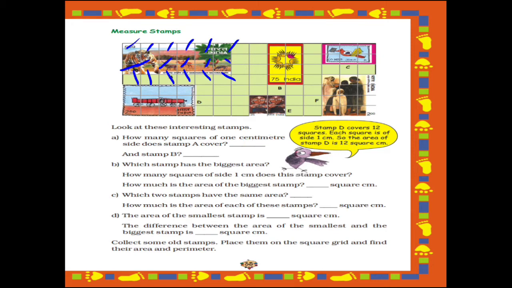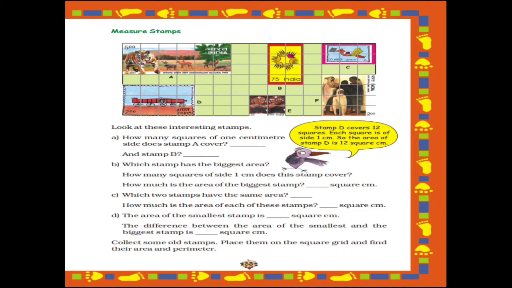Now let's see stamp B. Let's count. 1, 2, 3, 4, 5, 6, 7 and 8. So how many squares is stamp B covering? It is covering a total of 8 squares. So this thing again you have to write in a notebook.